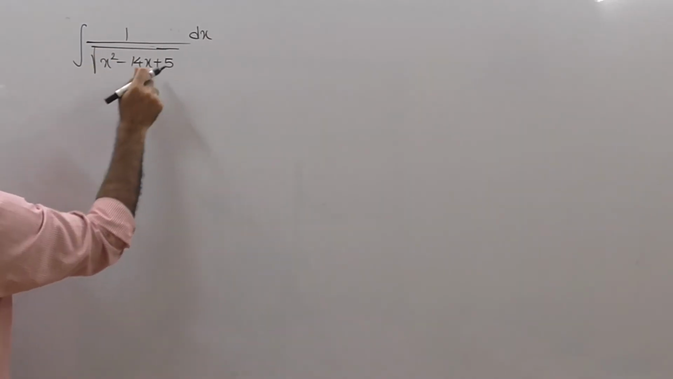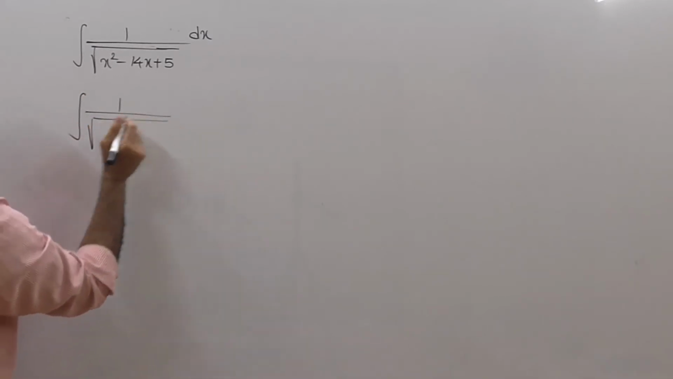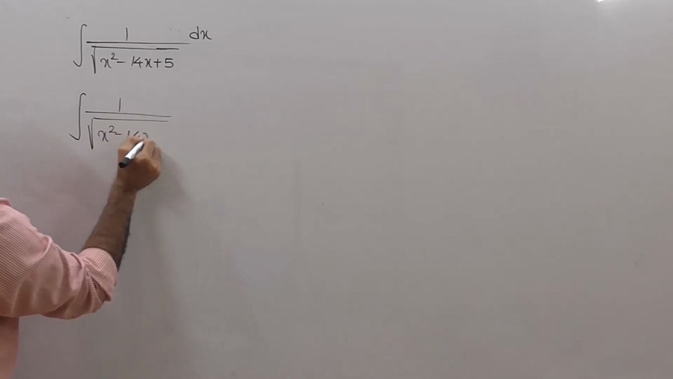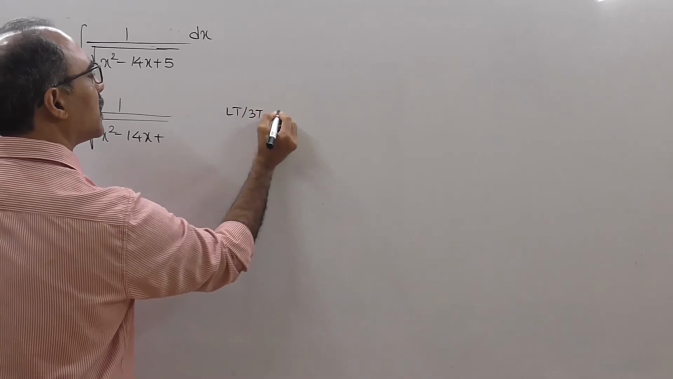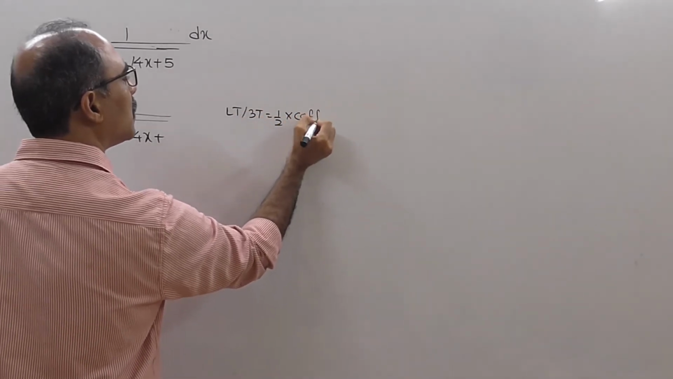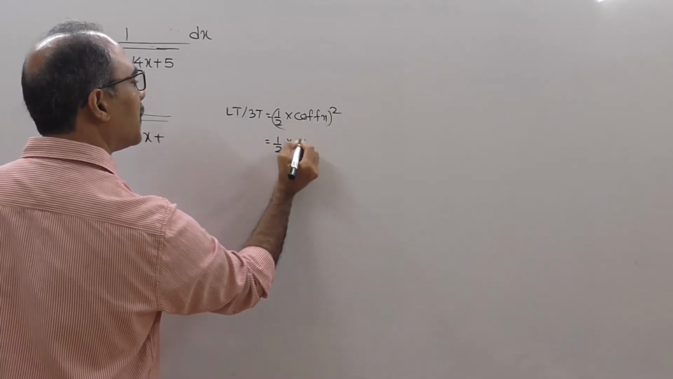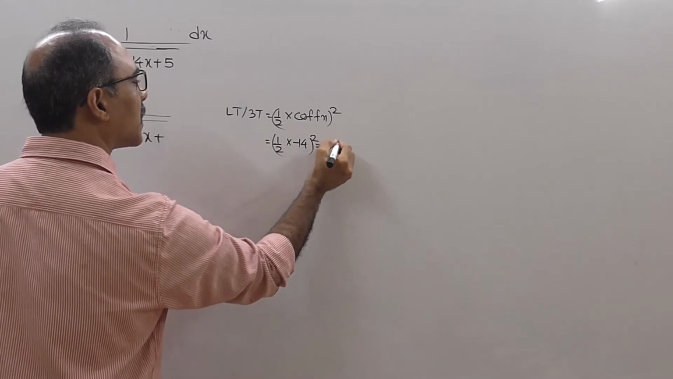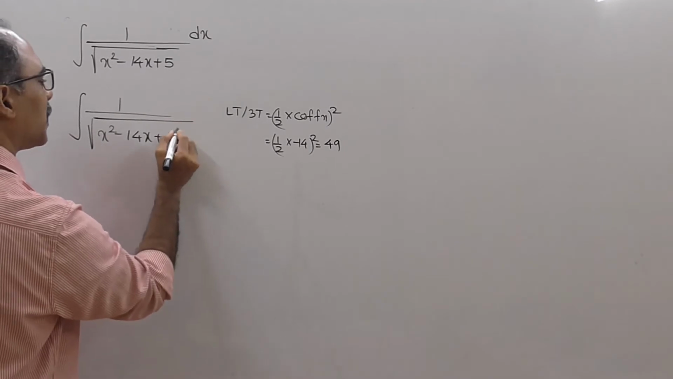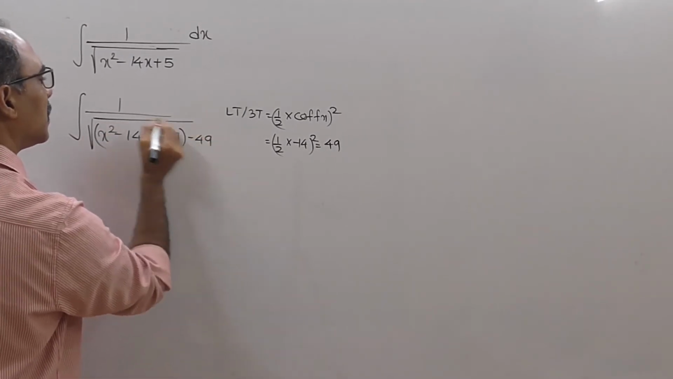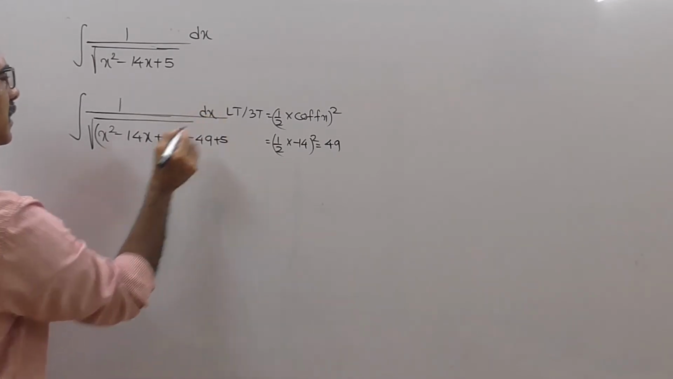Integration 1 upon root of x square minus 14x plus 5 dx. So find the last term. It is a quadratic expression, so you have to find the last term. In x square minus 14x, the last term or the third term is equal to half into coefficient of x the whole square, half into minus 14 the whole square, I think that is minus 7 the whole square, that is 49. So this will be plus 49 minus 49, meaning you write plus 49 and minus 49, and you write plus 5 and dx.